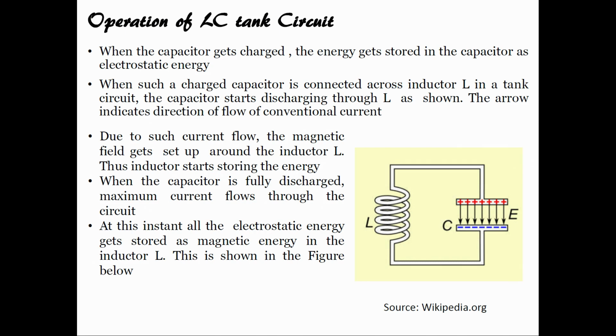When it charges, the energy stored in the capacitor is electrostatic energy, and when such a capacitor is connected across an inductor, the capacitor will start discharging. When it starts discharging through L, a magnetic field gets set up around the inductor and thus the inductor starts storing the energy. When the capacitor is fully discharged, maximum current flows through the circuit. At this instant, all electrostatic energy is converted to magnetic energy stored in the inductor.